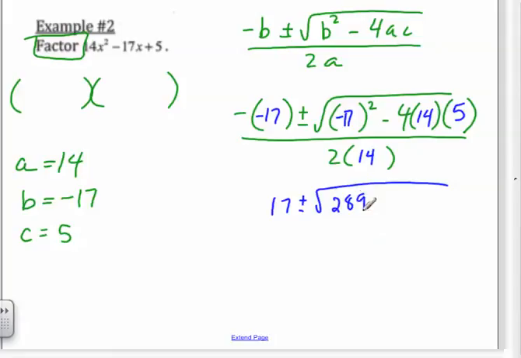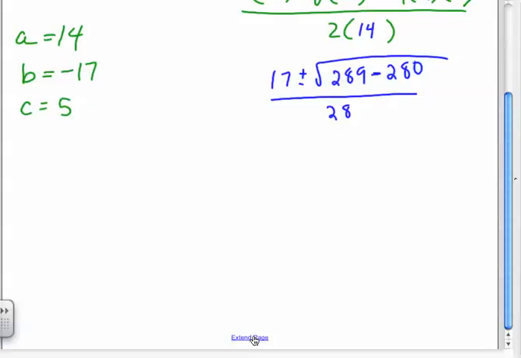But I'm going to need some help with your calculators, or maybe not. Negative 4, there's only one negative of these three numbers, so this stays negative. 20 times 14 is 280. Aw, isn't that nice? Teachers, it's going to come out to the square root of 9. That's beautiful. Okay, so now I'm going to get 17 plus or minus the square root of 9 over 28.